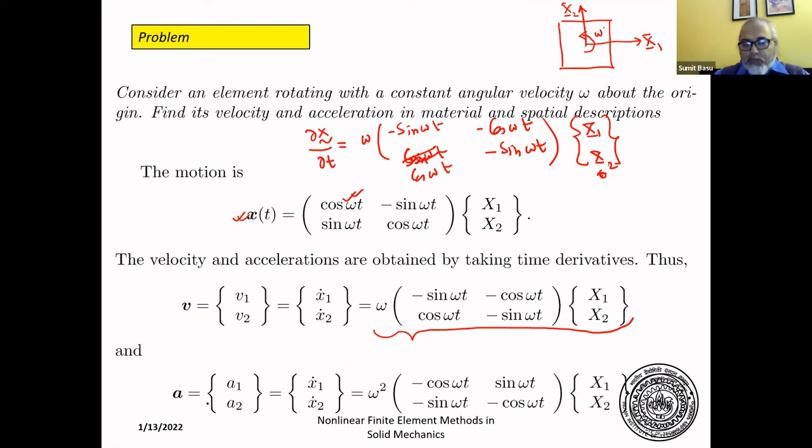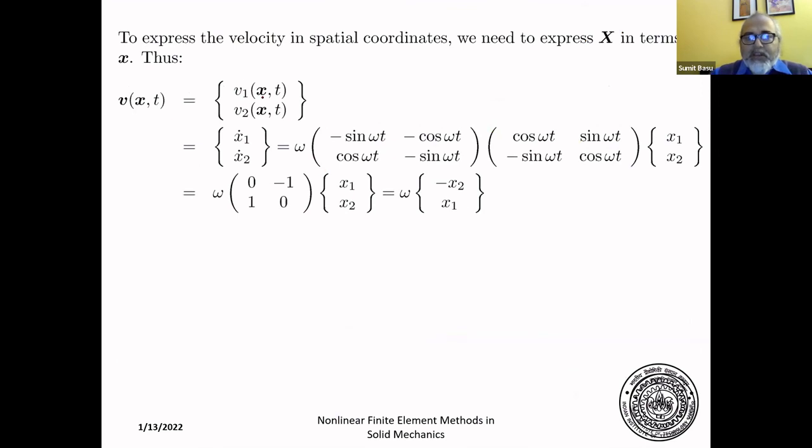Similarly, if you want to do the acceleration, you do the derivative of this again, and this is what you get. And these are velocities and accelerations which are functions of capital X1 and capital X2. And these have to be equal to the spatial quantities when we convert capital X1, capital X2 into the spatial quantities. This is what we have.